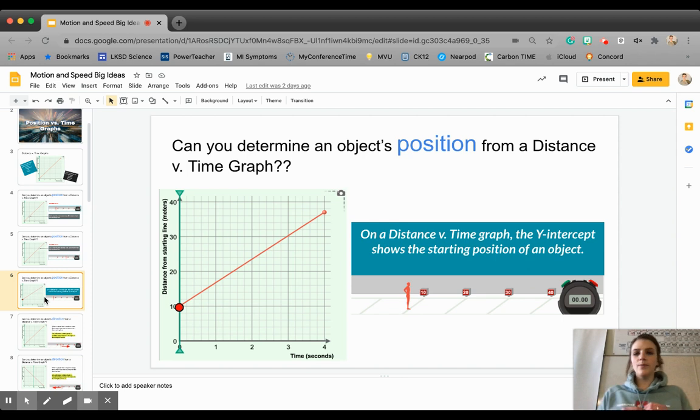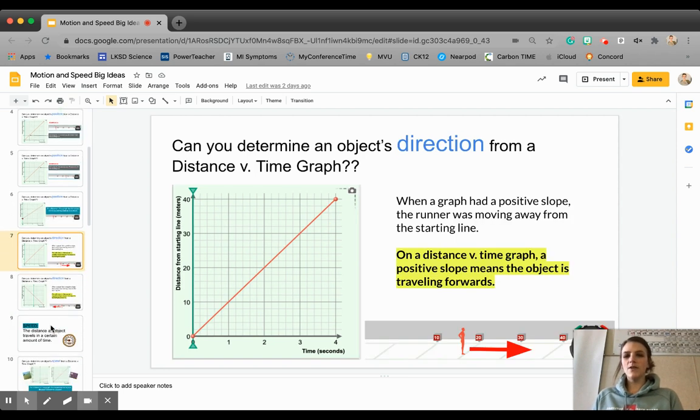We can also determine an object's starting position, or if they had a head start in their race, by looking at what's known as the y-intercept. So the y-intercept is where the graph crosses over the y-axis. Notice I'm emphasizing y because it's over the y-axis. So in this case, we have this red dot here. That's where this graph crosses over the y-axis. So our object has a head start, or we say its starting position is at the 10-meter mark.